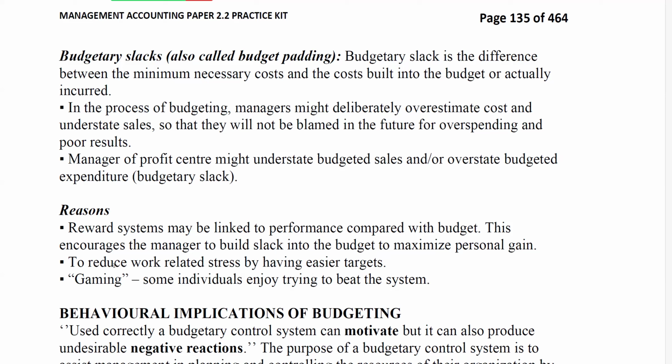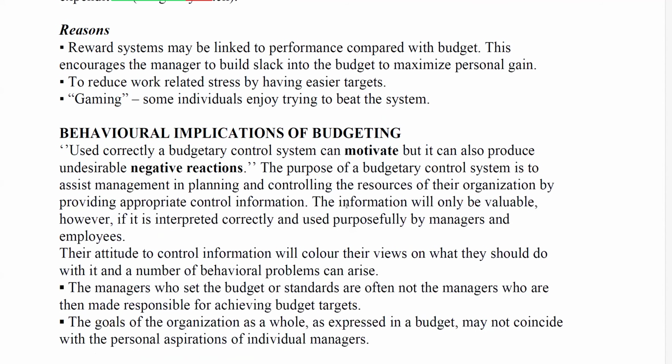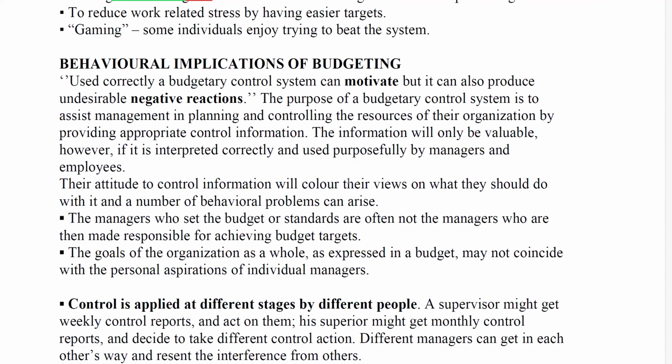Two, the reason is to reduce work-related stress by having easier targets. And three, gaming. So gaming involves some individuals who enjoy trying to beat the system. Okay, some people try to beat the system. They try to collude or override what has already been set. Okay, so this is one thing you must understand. So of all these things we are looking at, assuming you bring an imposed style or you bring a participatory style, how do people behave? What is the behavior of people towards these systems, right? And that is the behavioral implications of budgeting.